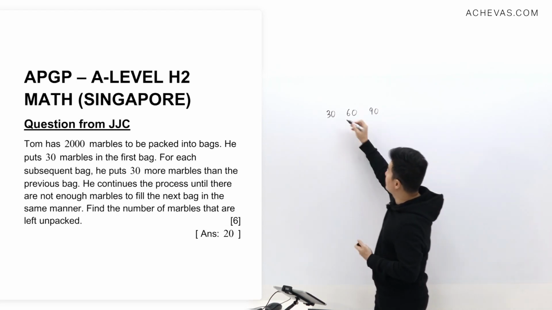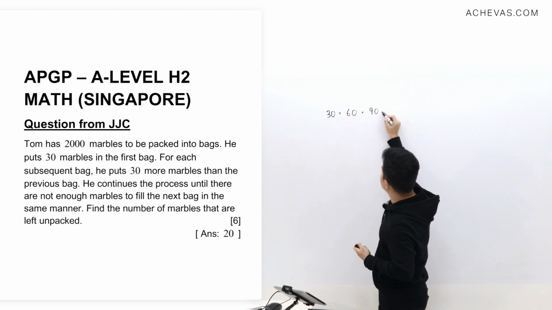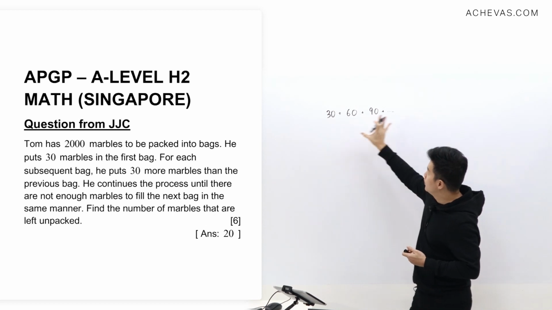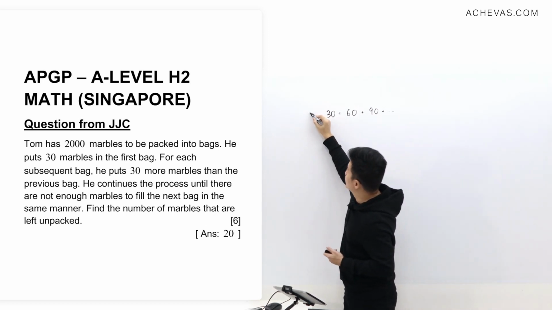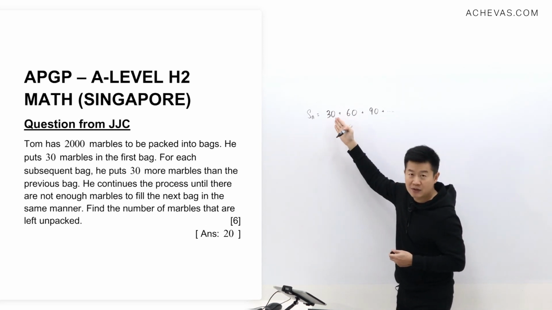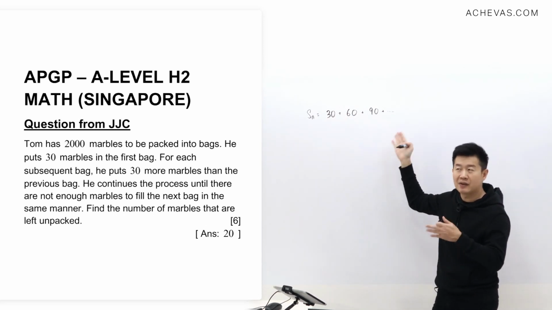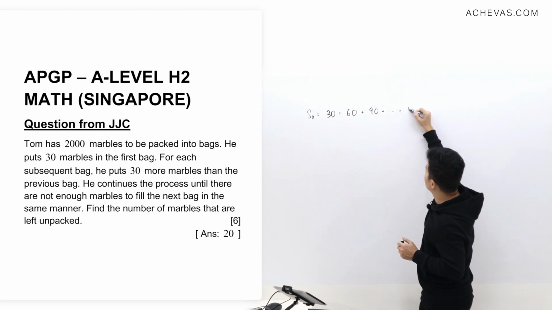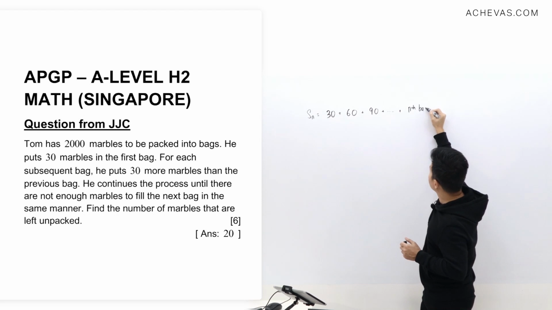So we want to find the sum: this plus all the way until the very last bag. To notate this, I am going to use Sn. Sn represents the marbles in the first bag plus the marbles in the second bag, third bag, all the way until the nth bag, the last bag.